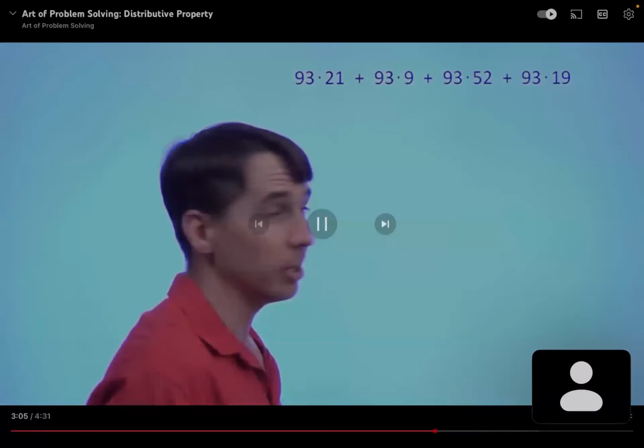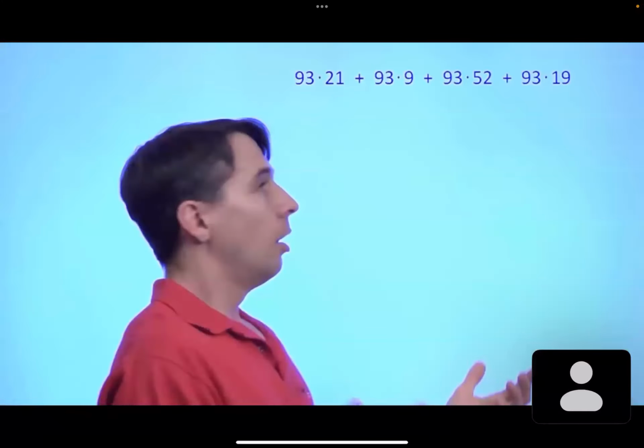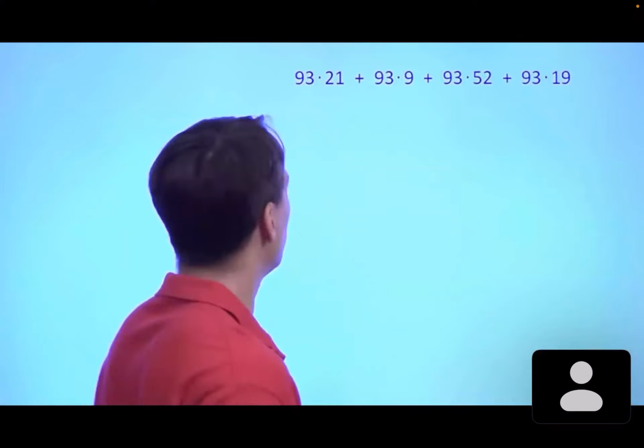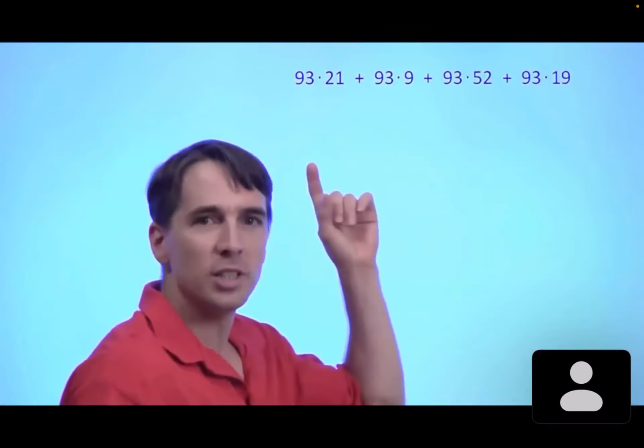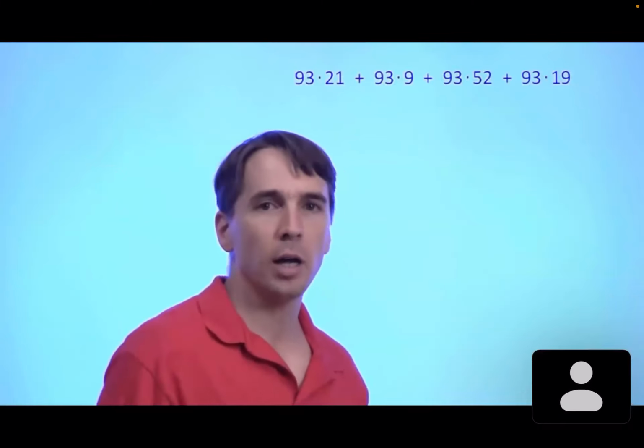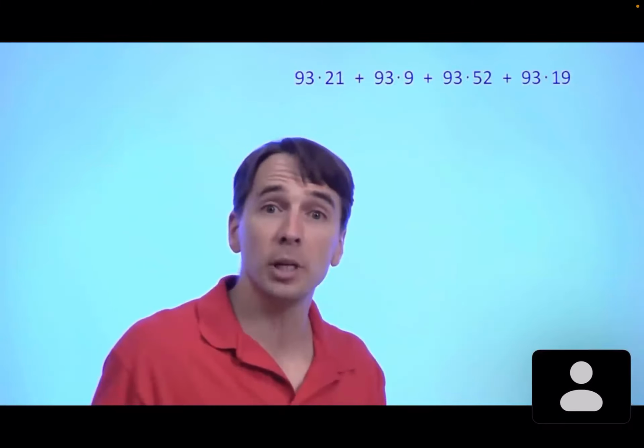Now, if you see this, you think, look how tricky that looks, right? If you just try to do it by hand, it takes a long time. So let's see how he's going to use the distributive property to make the problem really easy. Oh my goodness, it's going to take forever, because you've got to do all these multiplications, and those aren't real easy multiplications. But then we see, hold on, there's a 93 in each one of these products. We can use the distributive property.